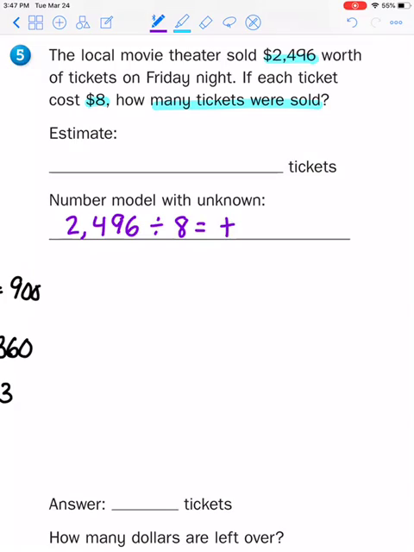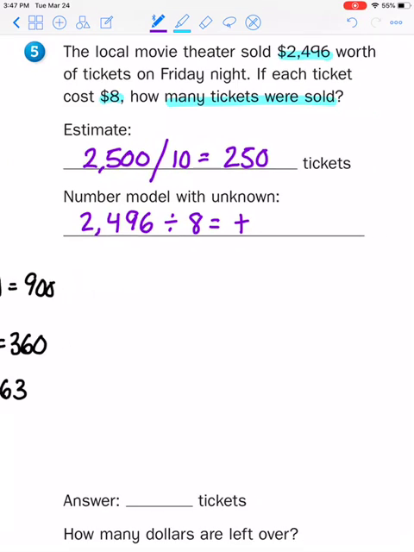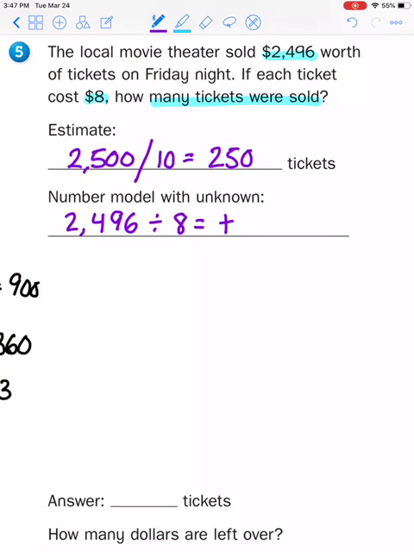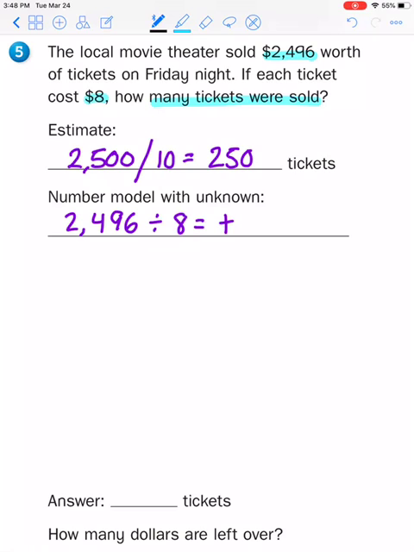All right, let's estimate. I know 2,496 is close to 2,500, and I know that 8 is close to 10, which would give me about 250 tickets sold at the movie theater. Let me erase this so it doesn't get in our way. All right, so now we're going to use our partial quotient strategy, and I'm going to do 8 into 2,496.